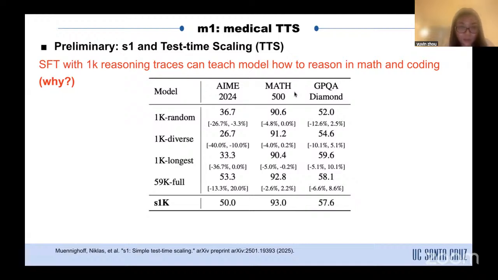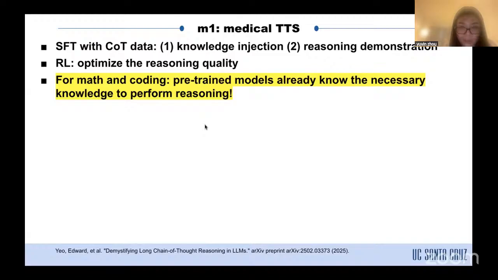This was motivated by a previous study released by Stanford University called S1, Simple Test Time Scaling. In that paper, the researchers from Stanford showed that SFT, supervised fine-tuning, with just 1K reasoning traces can teach the model how to reason in math and coding. Specifically, these are the results from different math and coding datasets. They show that just using this very simple test time scaling paradigm, it can achieve very strong results.